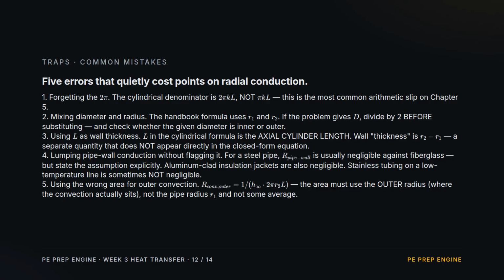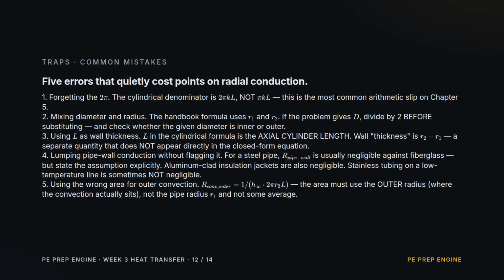4. Lumping pipe wall conduction without flagging it. For steel and fiberglass it's negligible, but state it. Stainless on a cold line sometimes isn't. 5. Wrong area. The outer film uses the outer radius where the convection sits, not the pipe radius or an average.